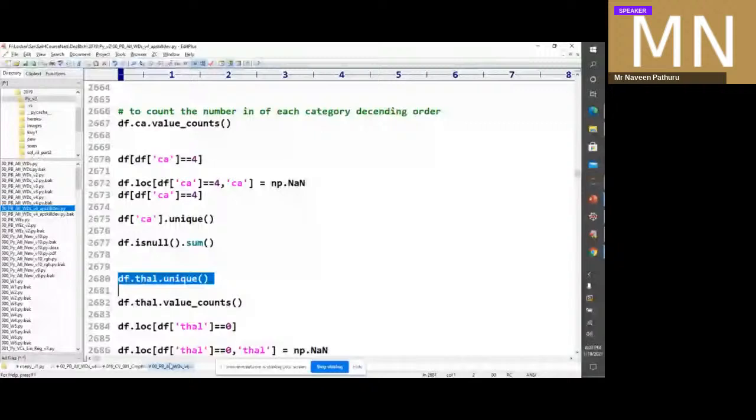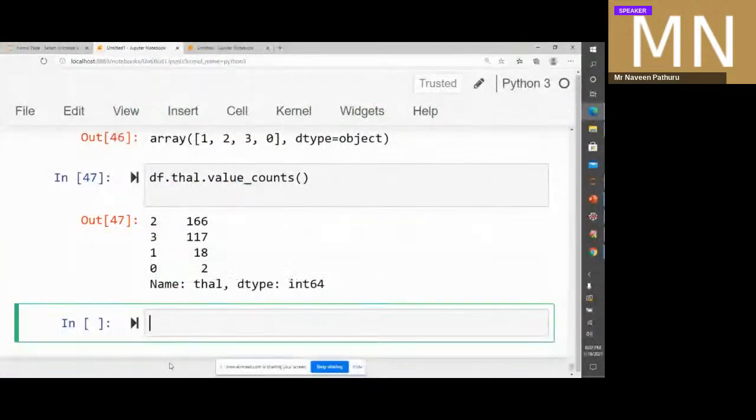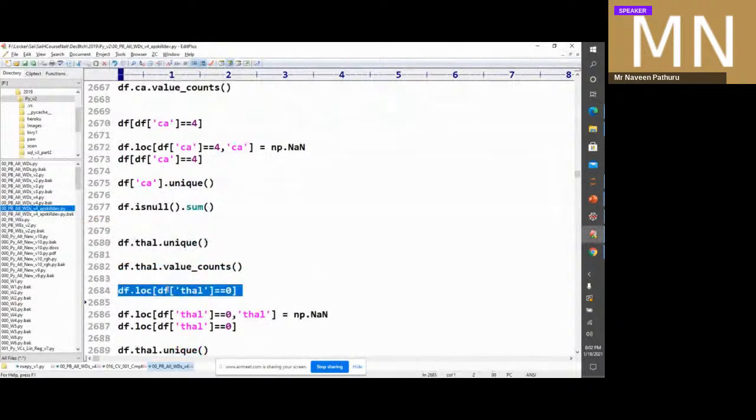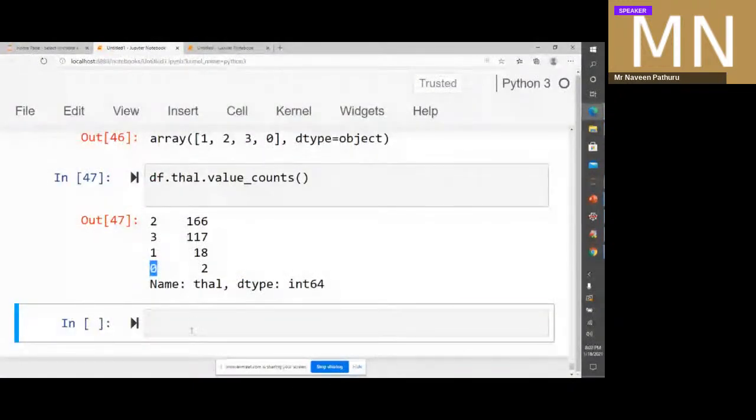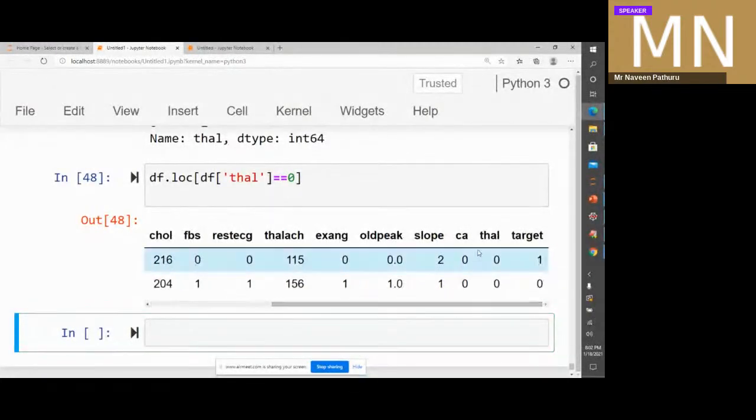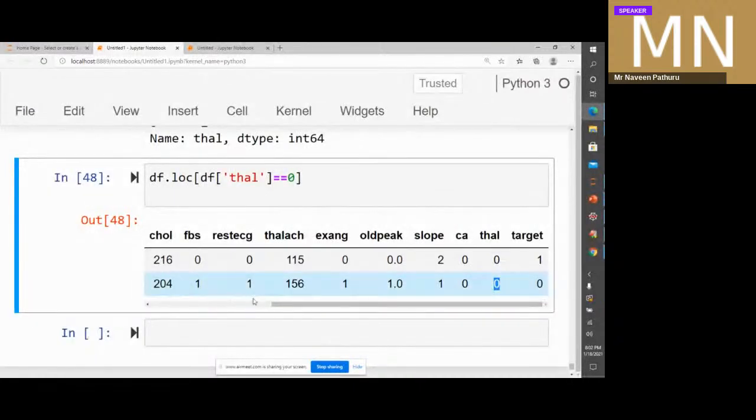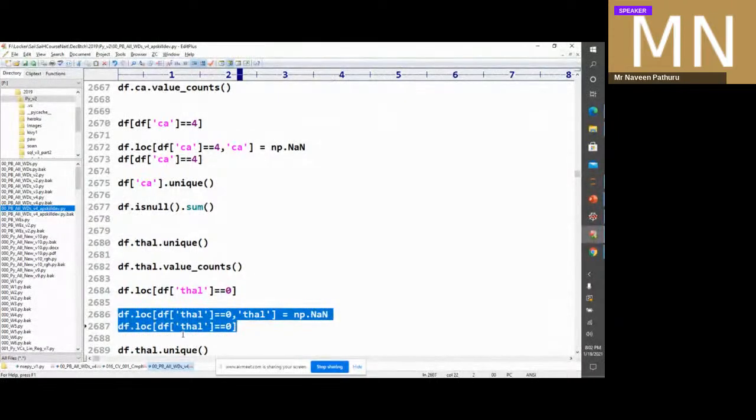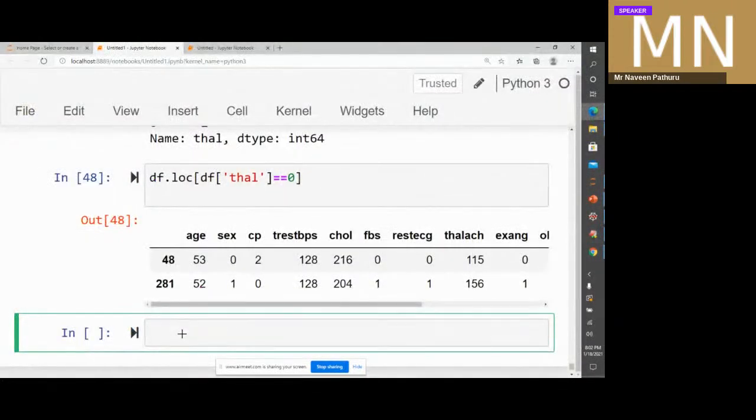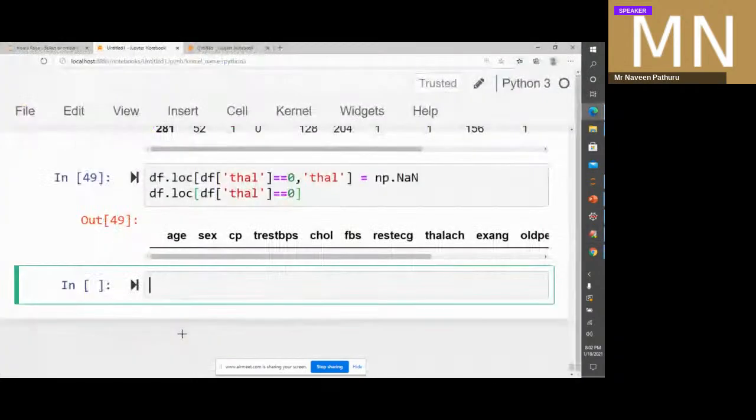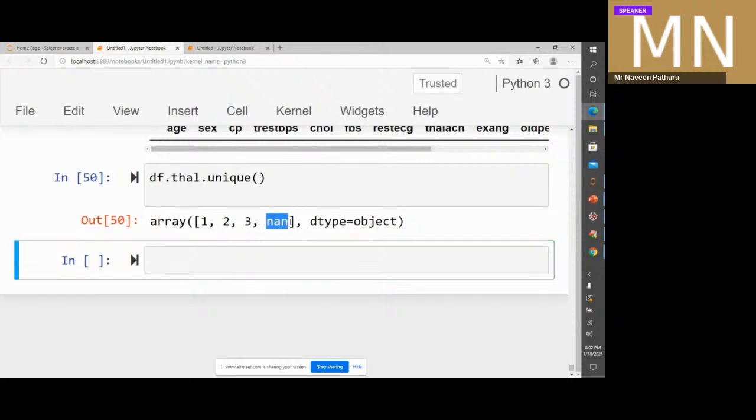And here is the value counts, each value. So there are two of them which have a 0 in that column. If you try to identify the 2 rows, passing the filter, there it is. Here is thal, there's a 0, that means this is invalid data or corrupt data. Okay, so what do we do? Replace them with NaNs, and if you give the filter again, you will not get anything. Say thal.unique. There it is.